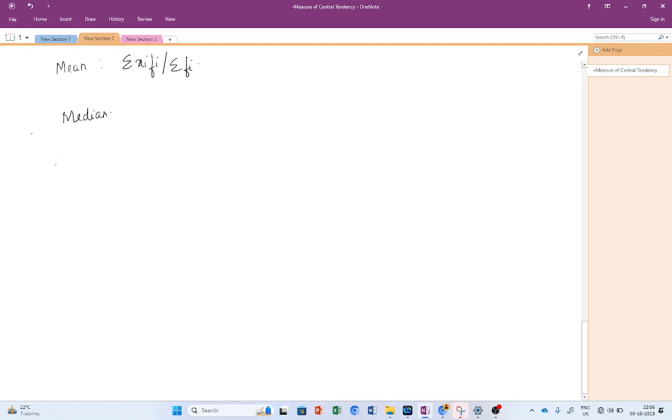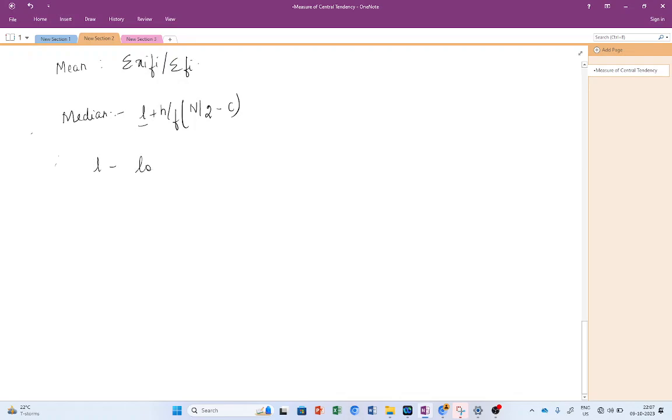So now for finding your median, you know how to find the cumulative frequency, right? So the cumulative frequency, everything you know to find. The formula to find your median is L plus h by f times (n by 2 minus c). Okay, so your L is nothing but the lower limit.